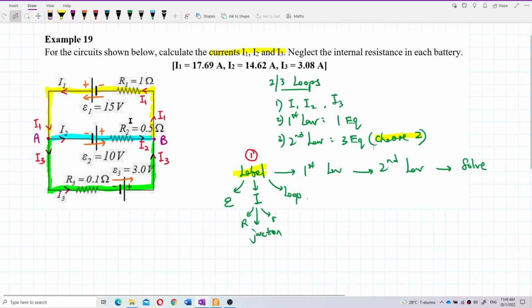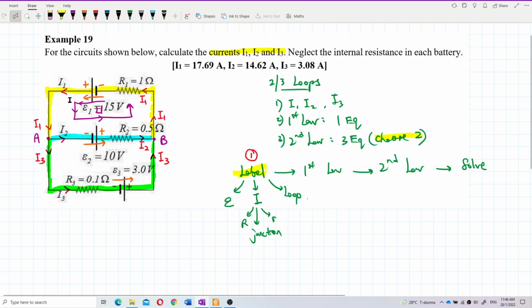The top loop. Maybe I choose the top loop. How to draw? I use purple color. I choose a top loop going this way, this way, this way, this way. This one as my loop 1. I put it as L1, meaning loop 1. I choose the top loop. And then another loop I choose.